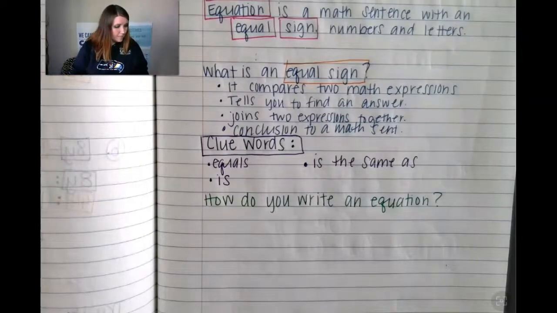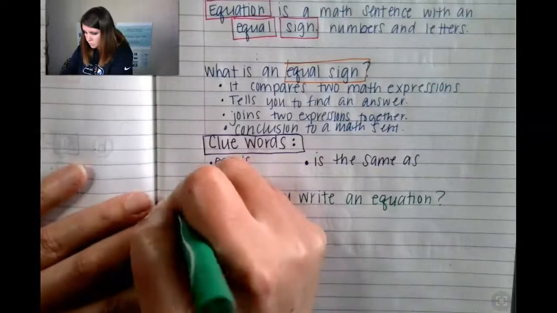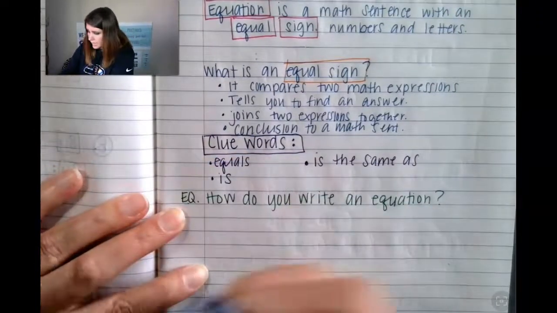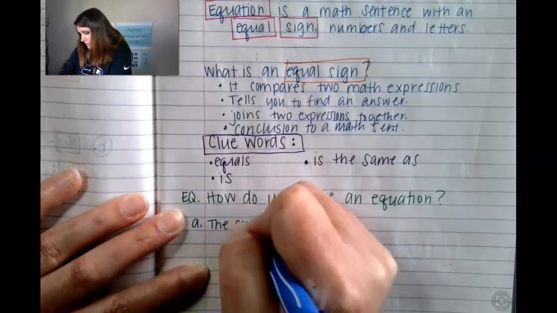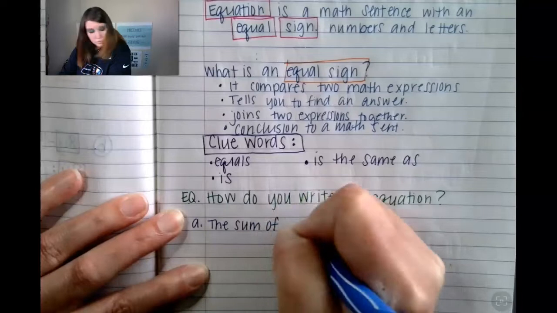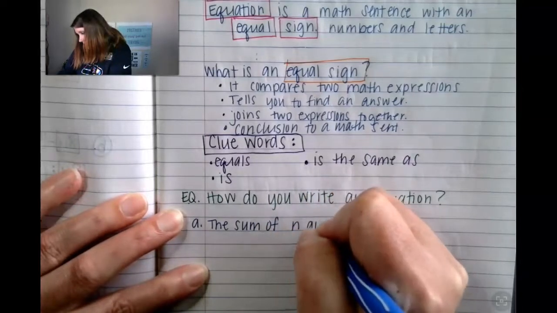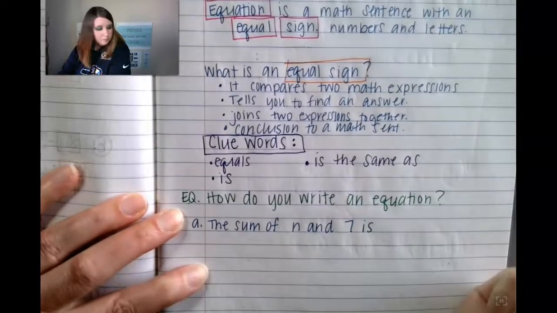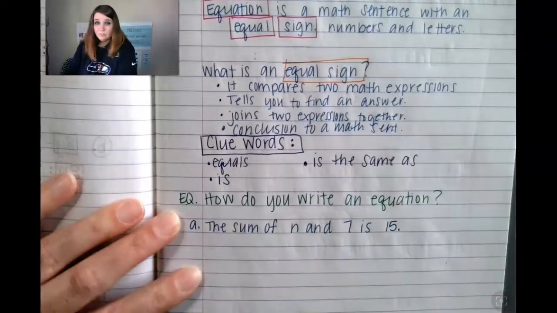Okay, for example, the sum of n. So here's my essential question. Boom, boom. Okay, here's my example. The sum of n and 7 is 15.